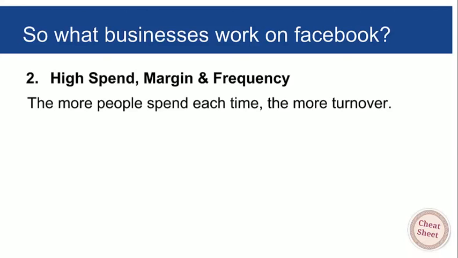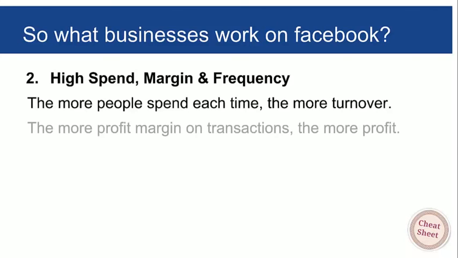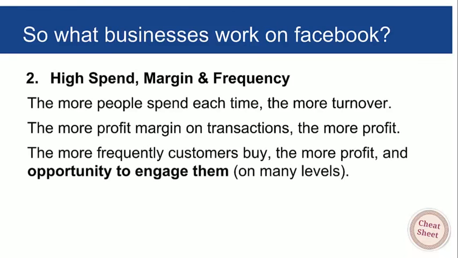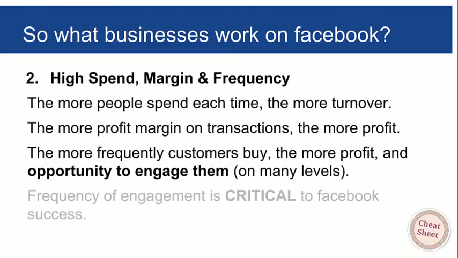So the more that people spend each time they spend, the more turnover there's going to be. The more profit margin there is on transactions, so the more profit that the business makes on the stuff that they sell, obviously, the more profit there's going to be. And out of all of them, this one is probably the key. The more frequently customers buy, the more profit, but importantly, the more opportunity there is to engage with those customers on many levels. Now, we're going to be talking about this a lot more. This frequency of engagement is absolutely critical to Facebook's success.